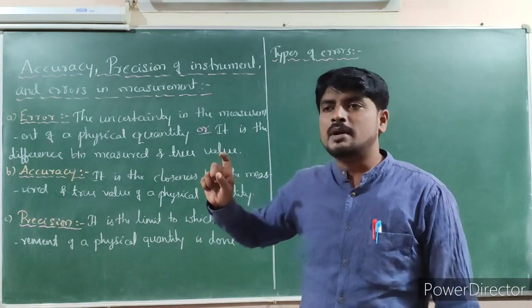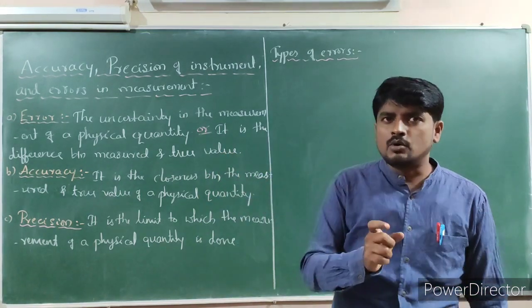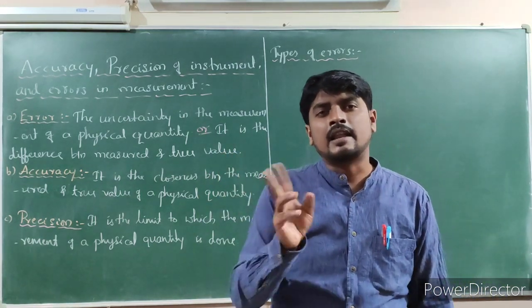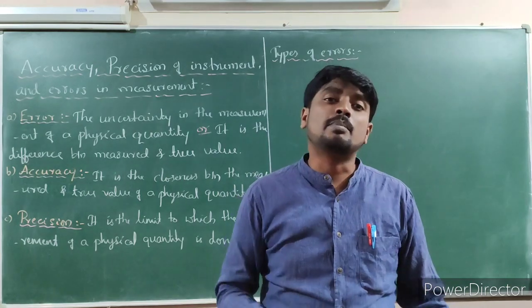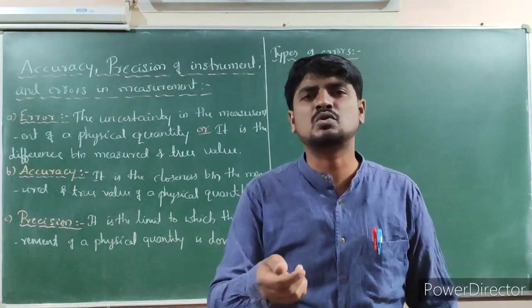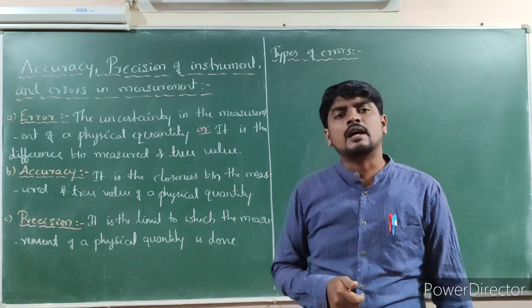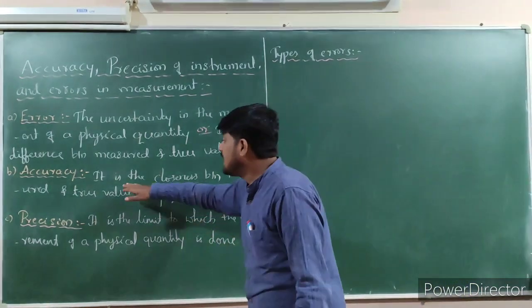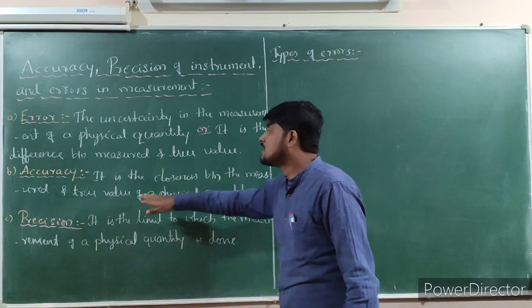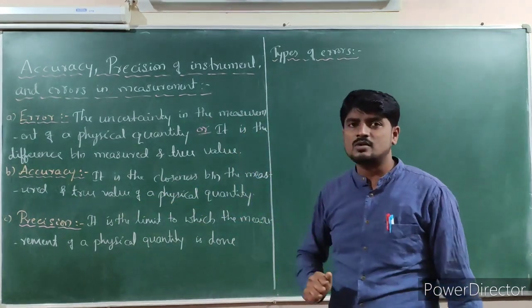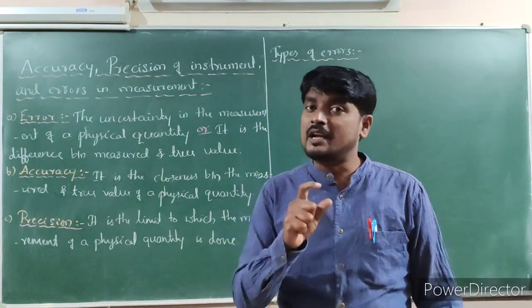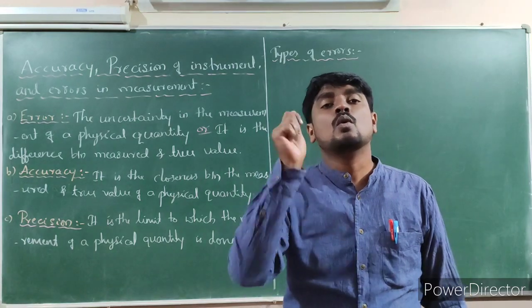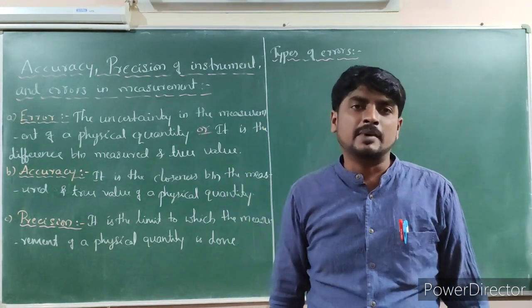What is the measured value? The measured value in one laboratory is 9.7, and in another lab it is 9.6. Now you compare the accuracy. Which one is very close to the true value? Obviously 9.7. So accuracy is the closeness between the measured value and the true value of a physical quantity. 9.7 is very close to the 9.8 meter per second square.